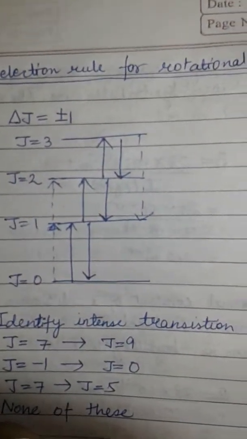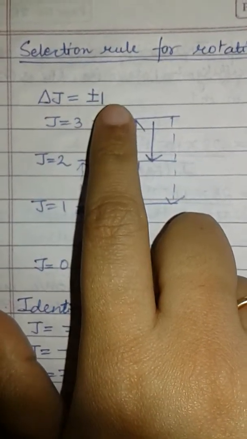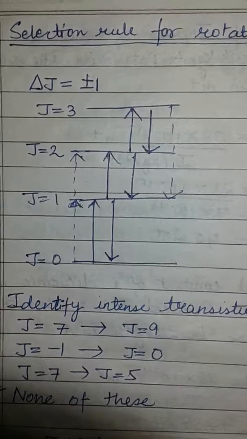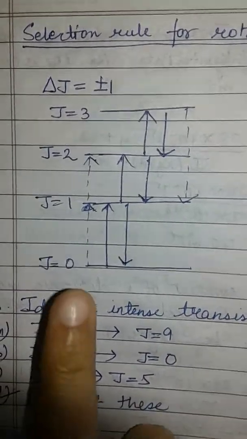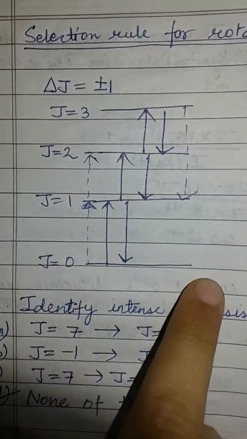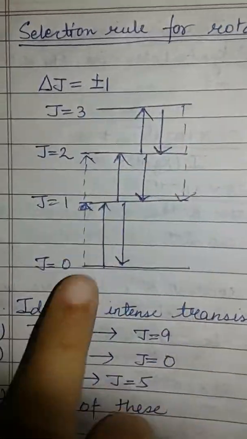Now we'll study the selection rule for rotational spectra, which is delta J equals plus or minus 1. J is the quantum number for rotational spectra. Now if J equals 0, it is the ground state. J equals 1, first excited state. J equals 2, second excited state, and so on.